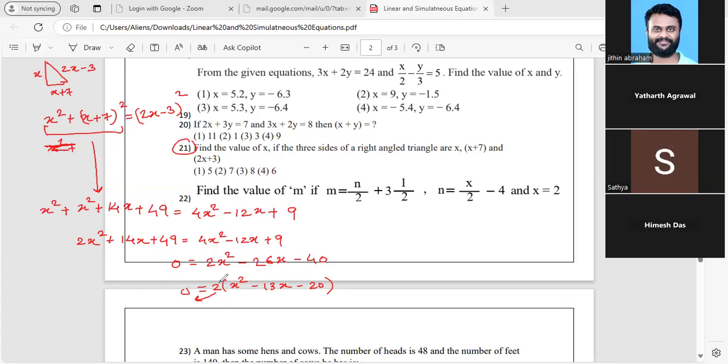Just a minute. I have a question. Tell me. Sir, isn't it 2x plus 3 square? Oh man, yeah. It's plus. So, sir, it should be 4x square plus 12x plus 9.